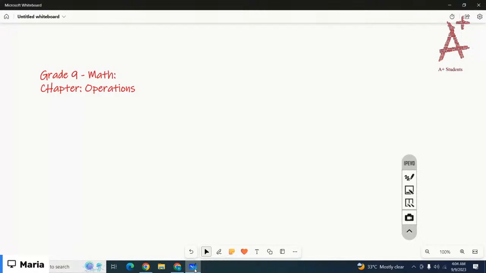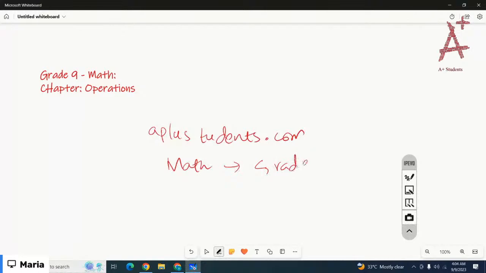We are here for grade 9 math. You can find all the lessons on aplusstudents.com. You have to log in there using your email address, and the password is provided by the administrator. Then you have to select math from the subject tab. Scroll down to grade 9 and then click on view all lessons. There you can find a list of the chapters. You're going to start with the chapter Operations.